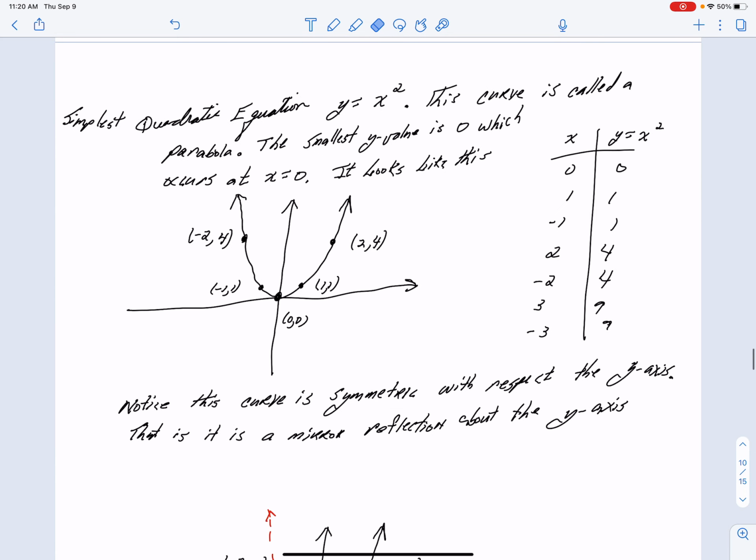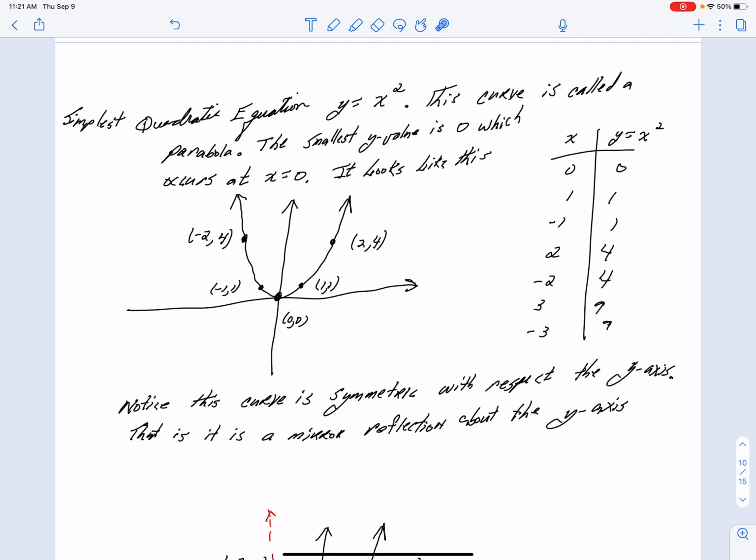The next simplest equation, whose picture I'd like you to know, is y is equal to x squared. Now this curve is called a parabola. The smallest y value for y equals x squared, if you think about it, is 0, since you're squaring. And that occurs when x is 0, and that corresponds to this point down here.